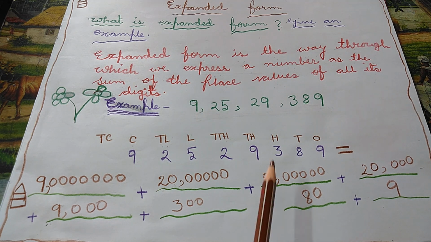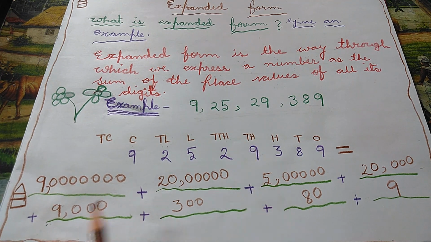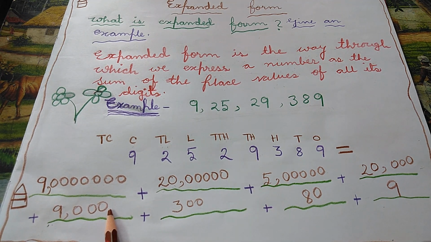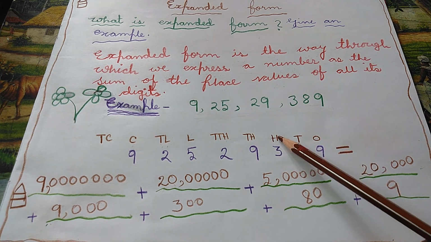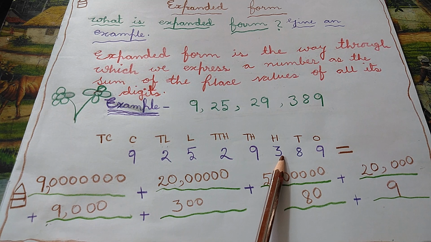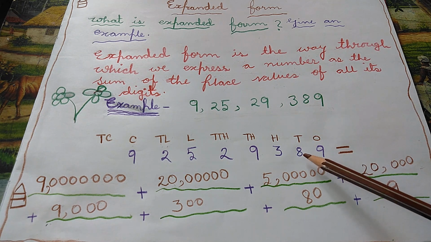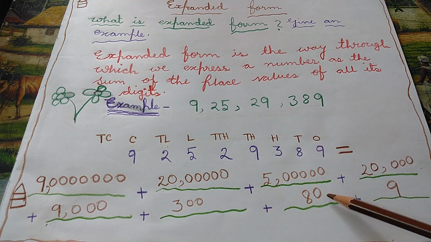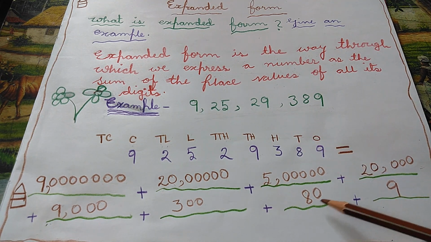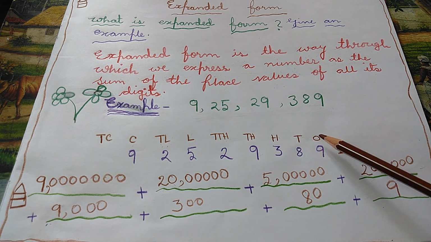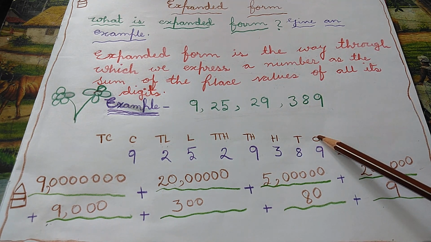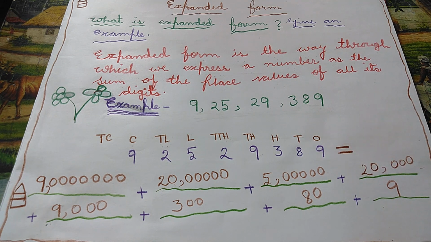Then 9,000. First write 9. For 1000, there will be 3 zeros. Then 300. How to write the number? First write 3. For 100, there will be 2 zeros. Then 80. First write 8. For 10, there will be 1 zero. 8 tens is equal to 80. Then 9 ones. 9 ones are 9. Ones mean 1. 9 ones are 9.